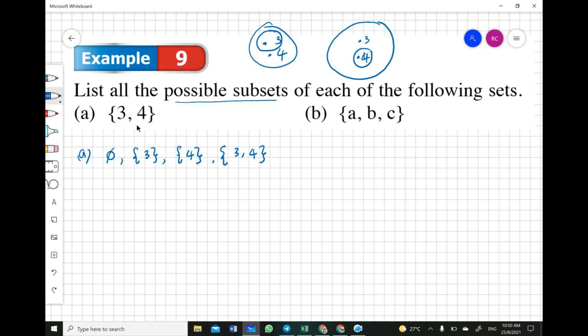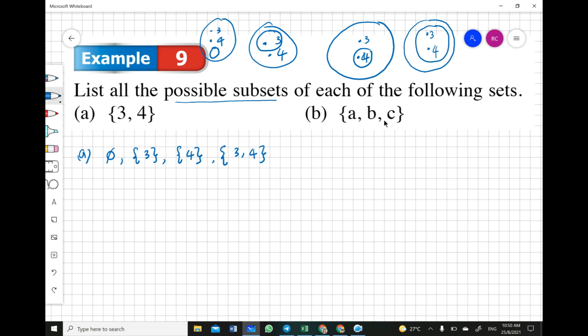Do you understand? It's like this. You have a set, you have 3, 4. So this one also can be a subset. So you can see there are many types of subsets. Another one is without anything, an empty set. Okay, so these are all the possible subsets that can be formed from this set.